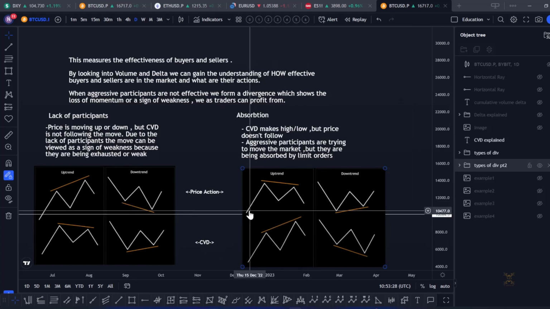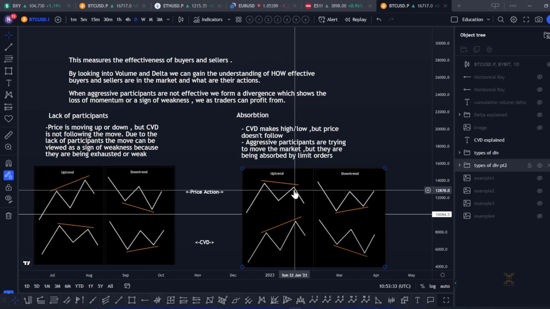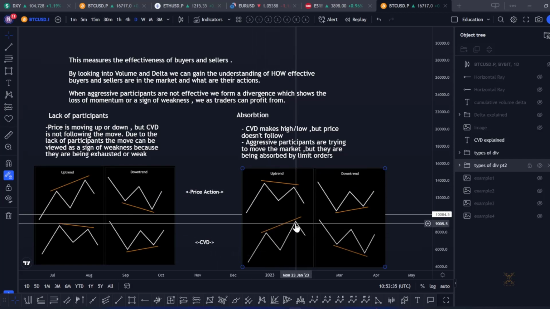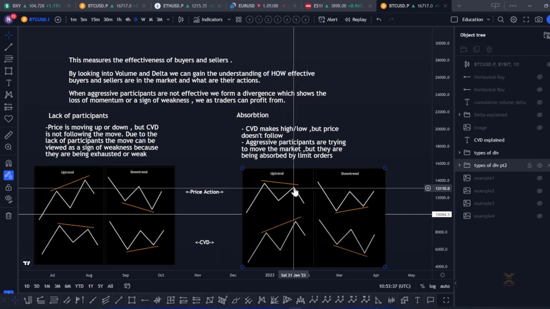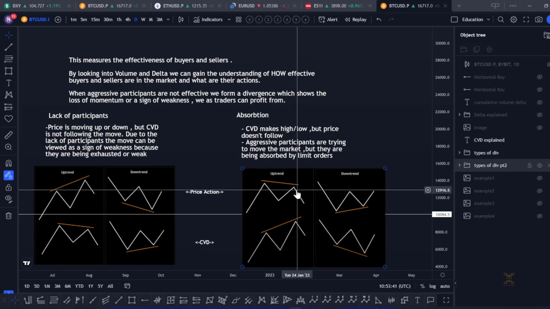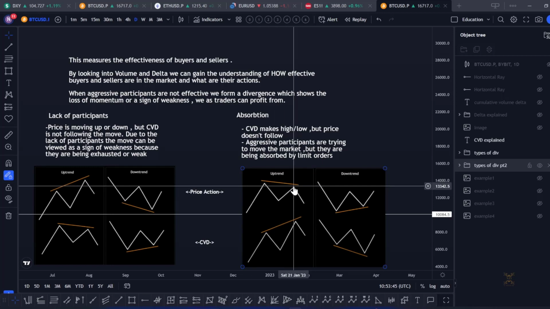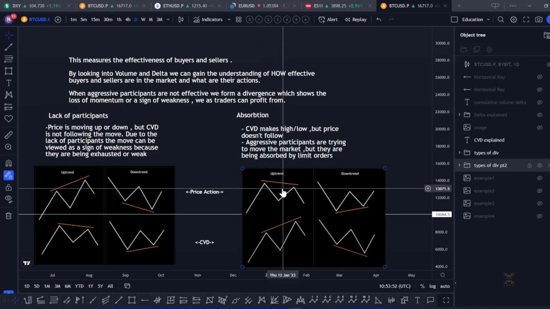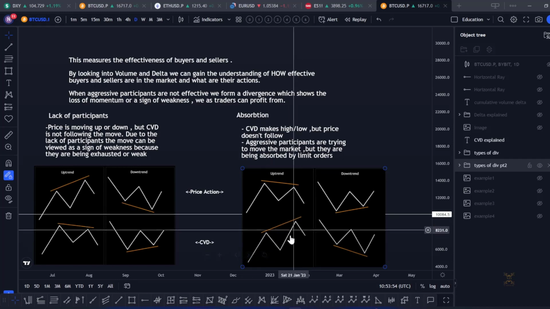So here, let's say on the first example, we have price action making a lower low, but CVD is making a higher high. This means that you have much more market orders here than here, and price is not following. E.g., somebody is, let's say, an entity or a market maker, you can call it whatever you want, is sitting here with limits and is absorbing all these market buys.